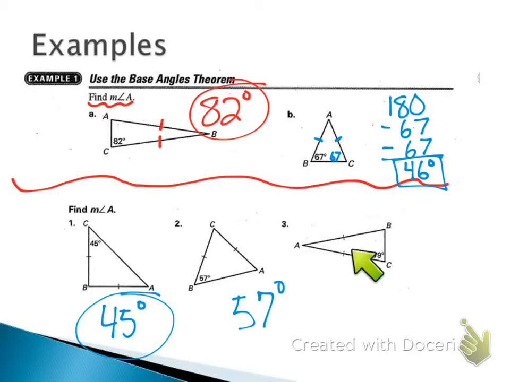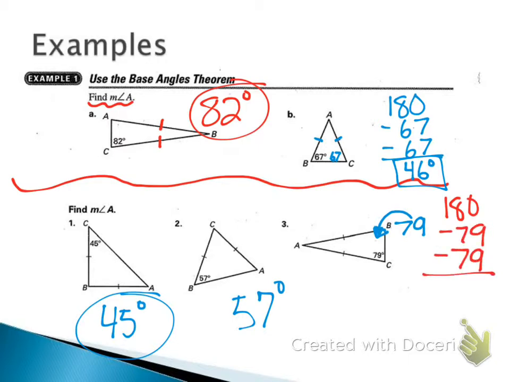Now, over here, is A one of the base angles? No, so I'm going to have to do a little extra work. I can right now, at the moment, find angle B. What's angle B? Angle B is 79. Good. How can I find A, though? 180 minus 79 minus 79 equals what? 22. Good.